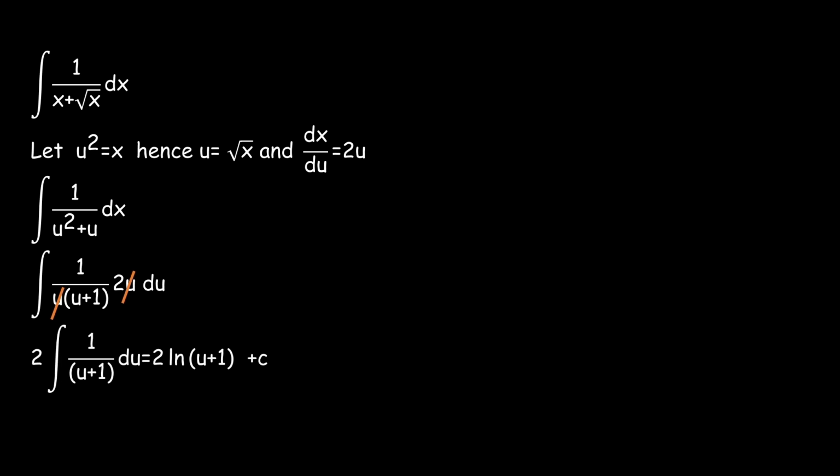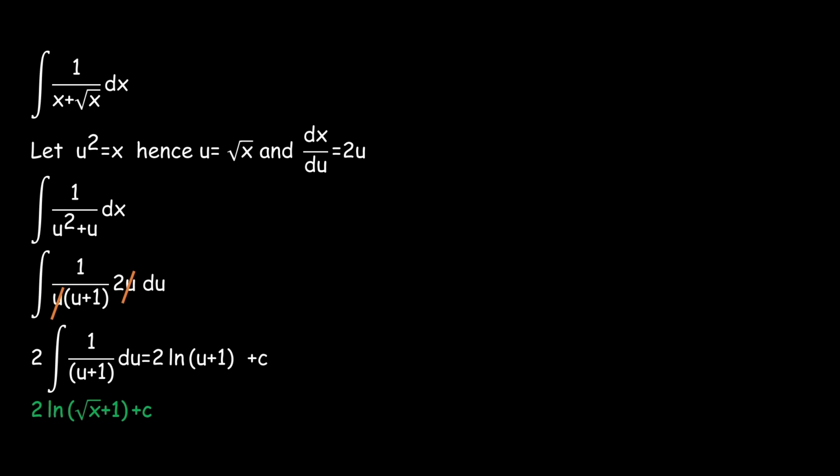To integrate 1 over u plus 1, like I said before, is just the natural log of what we have in the denominator. So we're going to have 2 natural log of u plus 1 plus the c. And then finally, substituting back the value of u, we'll get our final answer, which is 2 natural log of square root of x plus 1 plus the c.